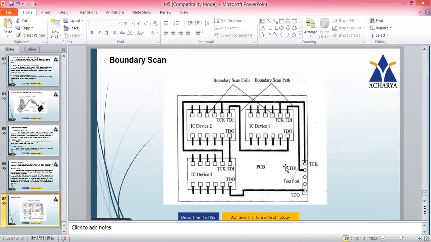So this is one boundary scan. You're seeing so many IC chips: device 1, device 2, device 3. They are connected because they are dependent. So device 1 is connected to device 2, device 2 is connected to device 3. Now we want to see whether the connections among them are appropriate or not. For that, we make use of the JTAG interface. TCK is used to connect the clock of all the ICs. It's a common clock.